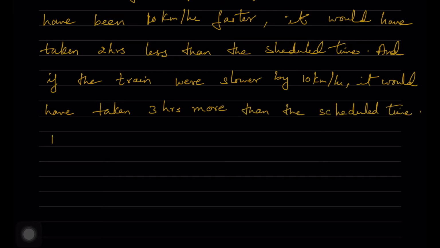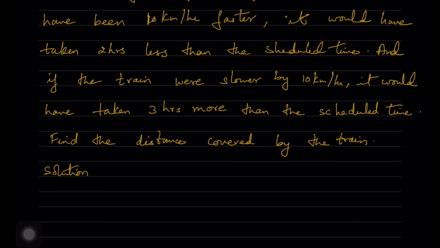So here a certain distance at a uniform speed the train is covering. If the train would have been 10 kilometers faster, it would have taken 2 hours less than the scheduled time, and if the train were slower by 10 kilometers, it would have taken 3 hours more than the scheduled time. So find the distance covered by the train.